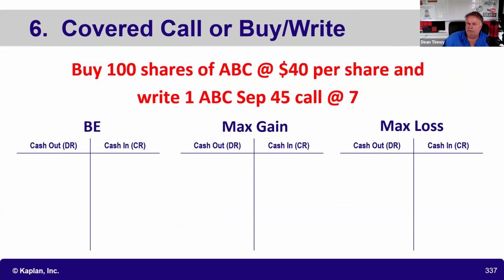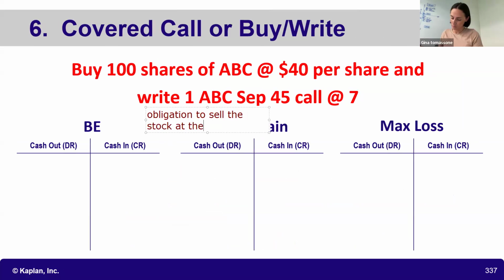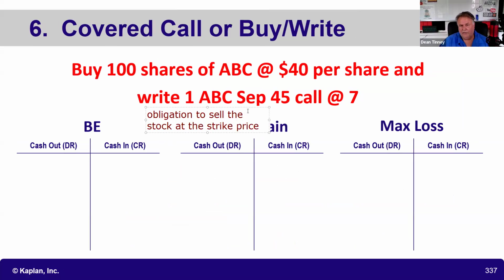I say, Gina, how would you like to agree to sell high stock you just bought low? Somebody will give you $700 to oblige yourself to sell the stock that you just bought at 40 for 45. That sounds pretty good, right? And we said this is called a covered call because you're actually agreeing to sell stock you actually have.